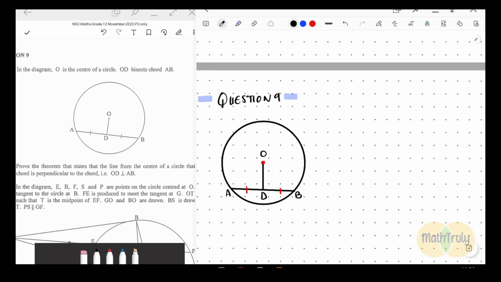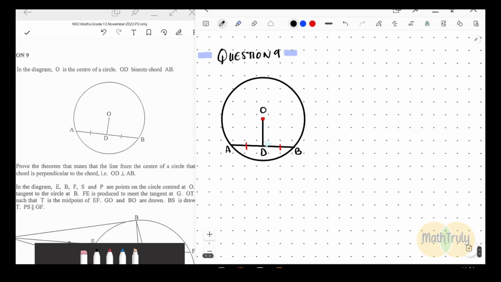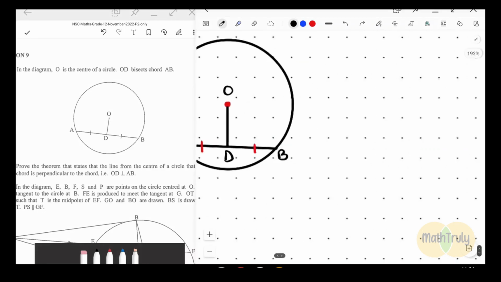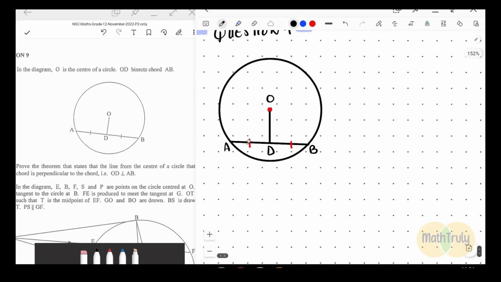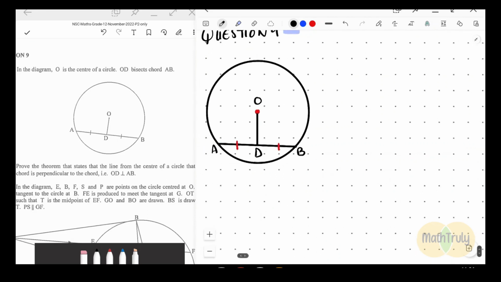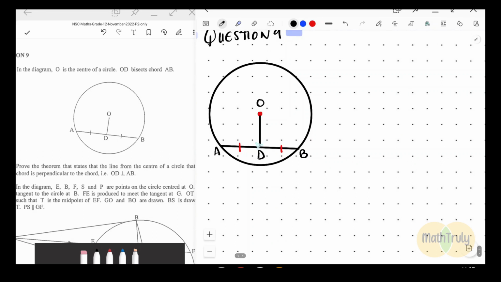To prove these lines are perpendicular, I'm not sure if the converse proofs are in textbooks, but we just have to think about it in this direction. They want you to prove that this is perpendicular. In other words, you need to prove that this angle ODA is 90 degrees, and this angle ODB is also 90 degrees. So let's use the fact that we know that this is a chord, so it's still a straight line. And we know that the angles on a straight line should add up to 180 degrees.